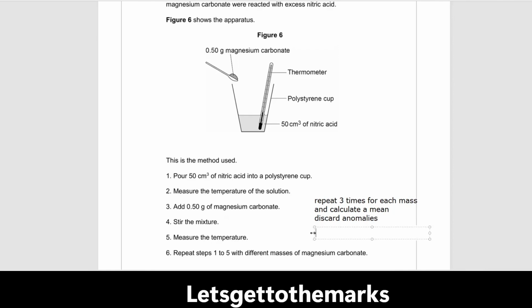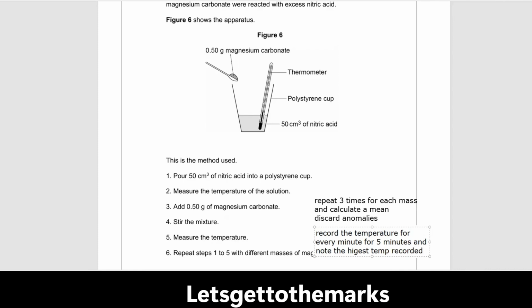Now, the other thing they did was they just measured the temperature. They should have measured the temperature for every minute until the reaction was complete and then recorded the highest temperature. So record the temperature for every minute for 5 minutes and note the highest temp recorded.